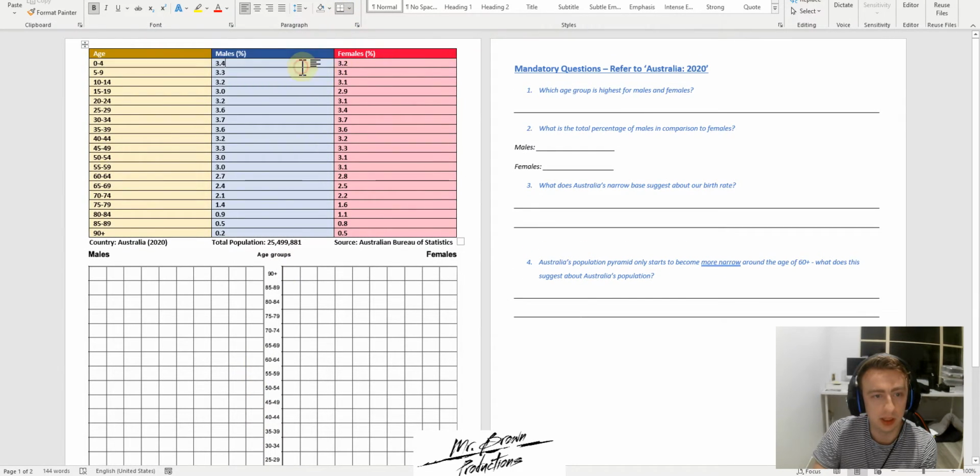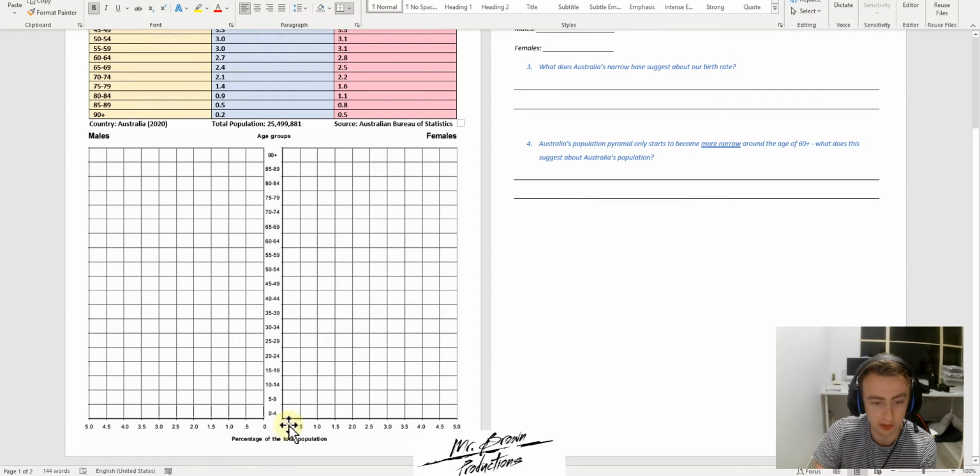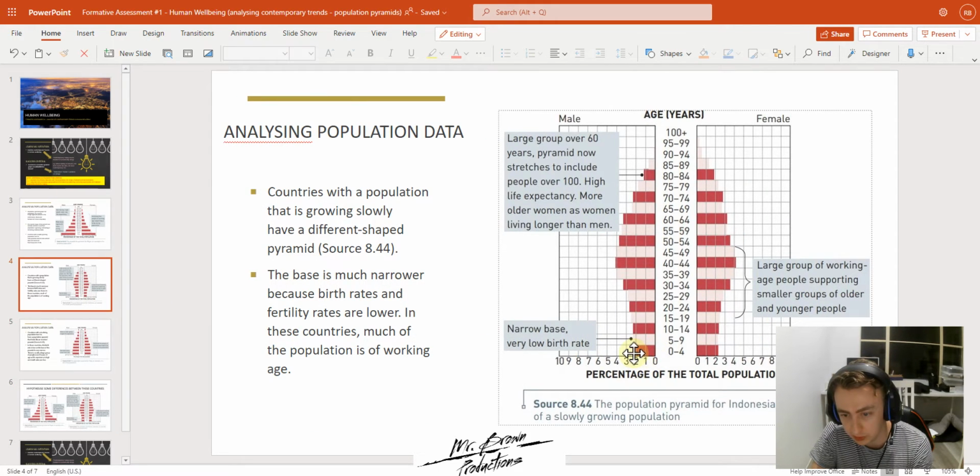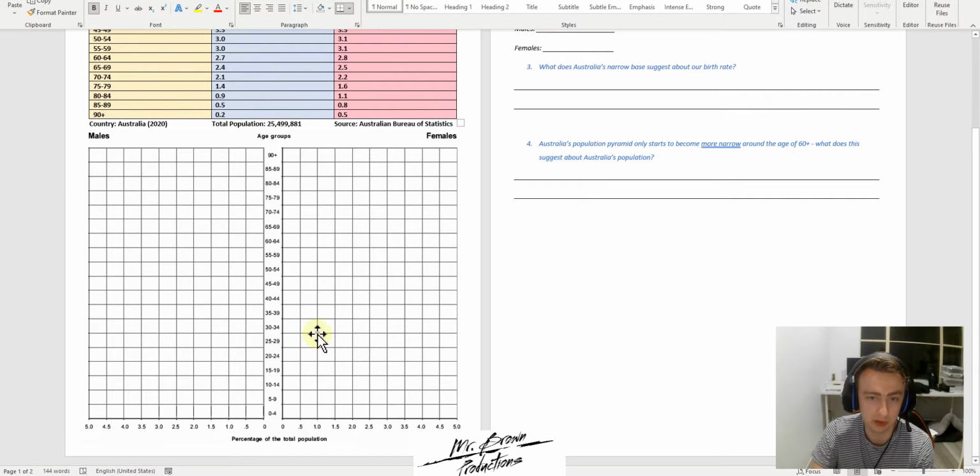If I was to look then at females, 0 to 4 is 3.2. I would then on the females go out to 3.2, which is about here, draw my line up, and then shade all of that in a red colour. Now what you'll end up having at the end is something like this. Now note these are in the same colour, but what you'll end up having towards the end is something like this. Once you fill in all of them, one here, one there, and you go through your graph like that, you'll end up having your population pyramid built.